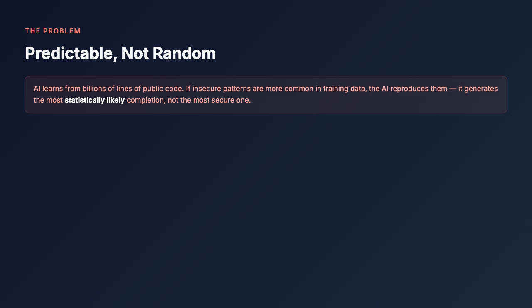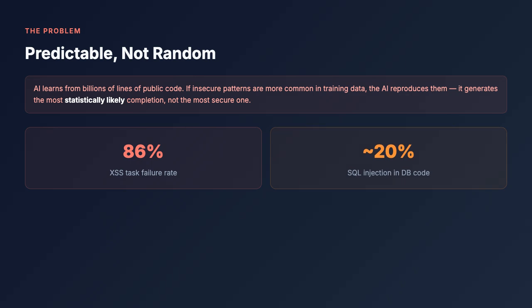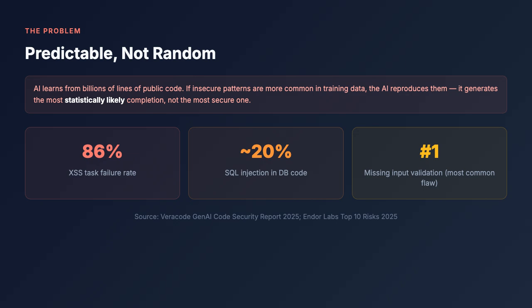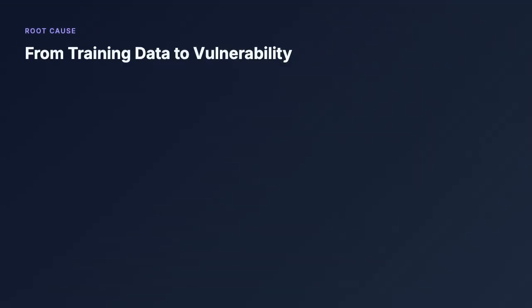The numbers are striking. Cross-site scripting tasks fail 86% of the time. SQL injection appears in roughly 20% of AI-generated database code. And missing input validation is the single most common security flaw across independent studies. Let's trace where each vulnerability comes from.